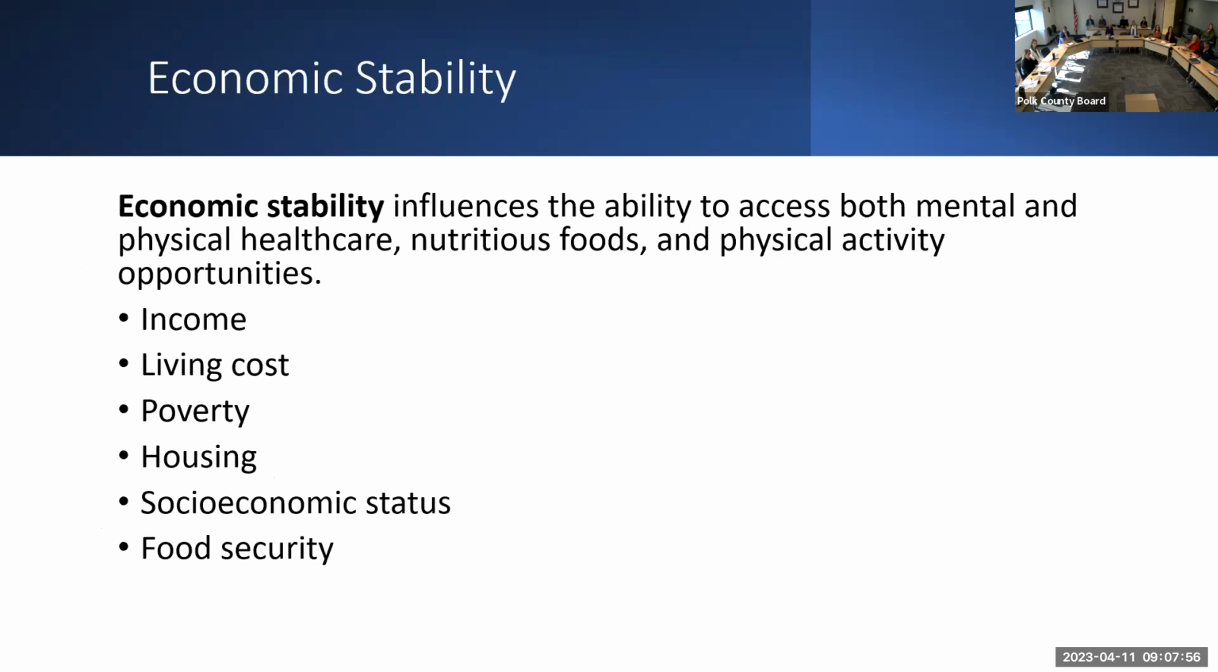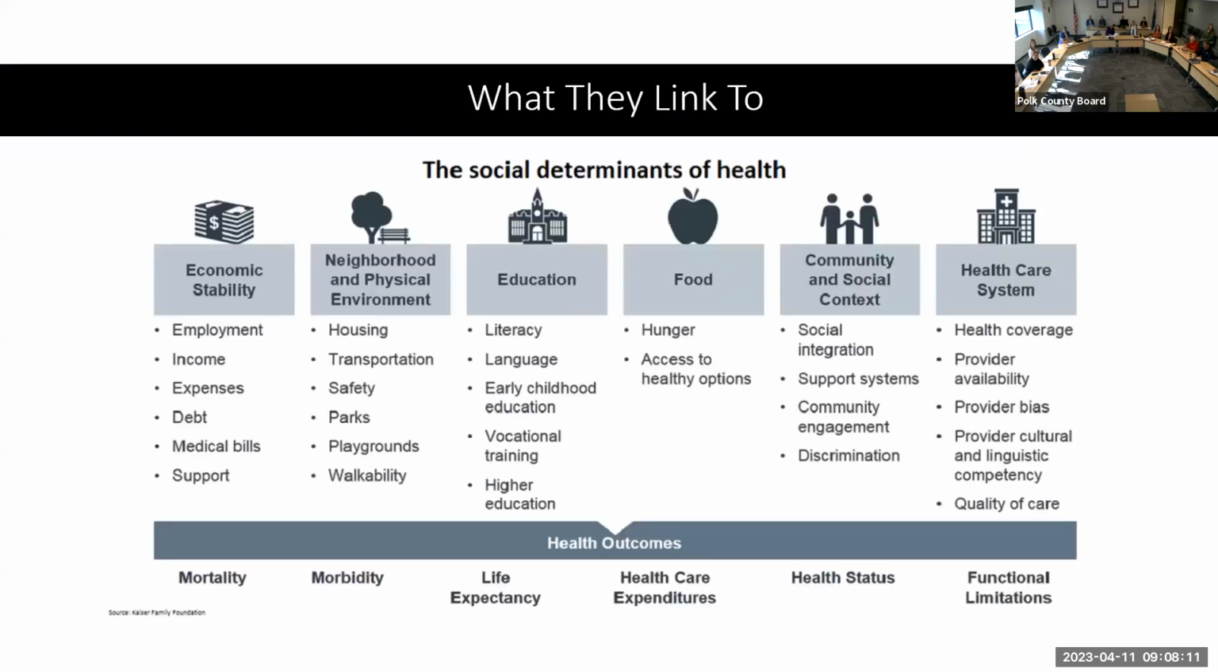Things that impact economic stability, income, living cost, poverty, housing, socioeconomic status, and then food security are all tied together under that umbrella term of economic stability. Next slide, please. This is just an overview of how these social determinants are linked.